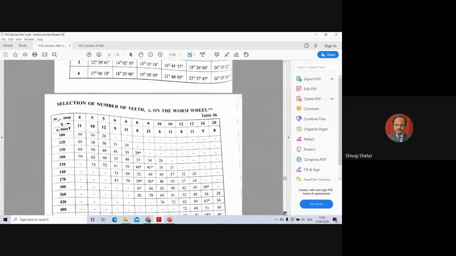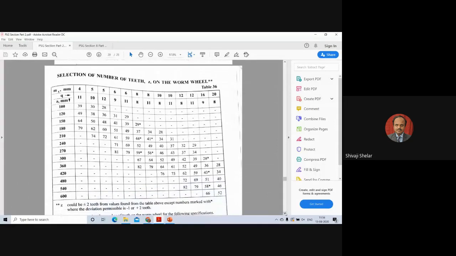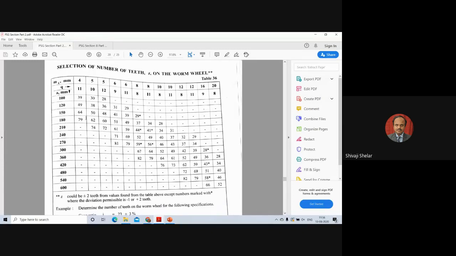Then, if you are designing, how many teeth should be there based on your center distance and the axial module? This gives the approximate number of teeth on the worm wheel. These are the standard numbers of teeth, with some exceptions: plus or minus one or two teeth we can do here. Double star is mentioned, so you can vary by plus or minus 2. For single star, you can vary by minus 1 or plus 2. So if it is 29, you can take 28, 30 or 31. These are the standard teeth values.